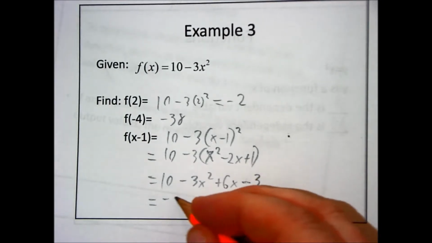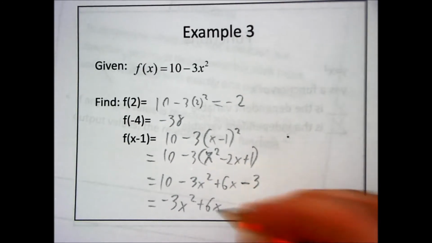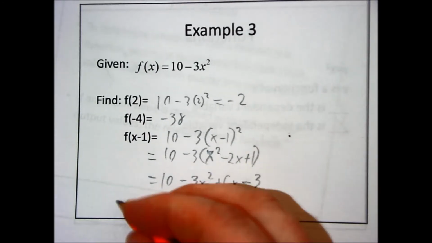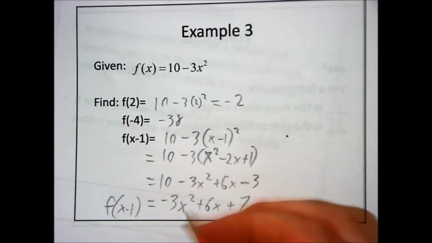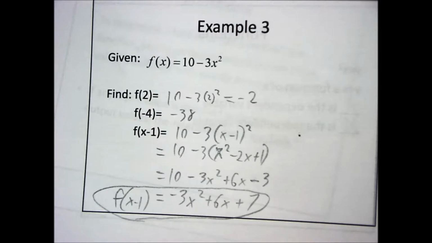Combine like terms. I'm going to rewrite it in descending order, so the quadratic first, followed by the linear. And then the constant would be what? 7. So the idea is f of x minus 1 is equal to that trinomial. Okay? You'll have to do a decent amount of manipulation along those lines.